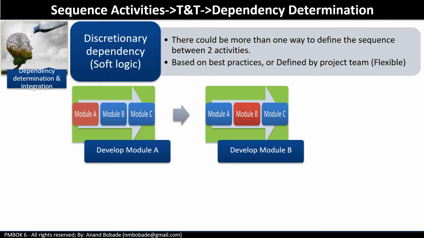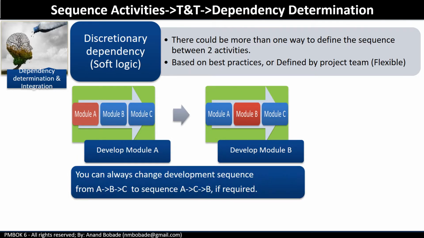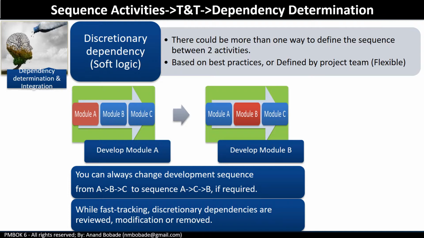Let's take an example. If a project team has decided to do module development in a sequence of module A followed by module B and then module C during the planning, then you can always change the sequence to module A followed by module C and module B if required, based upon some project management needs. When fast tracking techniques are employed, these discretionary dependencies should be reviewed and considered for modifications or removal. Of course, it depends on the scenarios, situation.